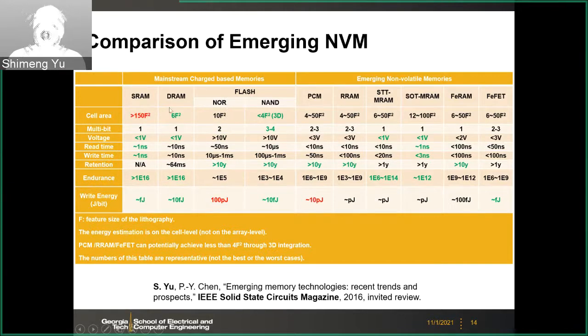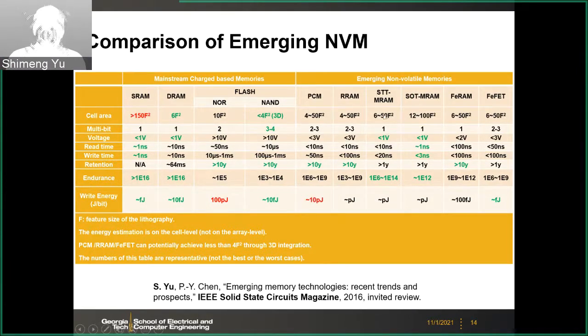And DRAM is also hard to compete with. One reason is the cell area. The other reason is the endurance. For DRAM, you do need to write very often, very frequently, and it's very hard to have the same density and endurance as DRAM. So the conclusion is that there's no memory that can replace DRAM, NAND flash, or SRAM. There are no other memories that can replace those mainstream technologies.